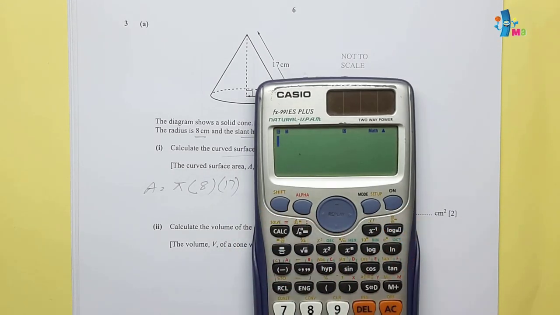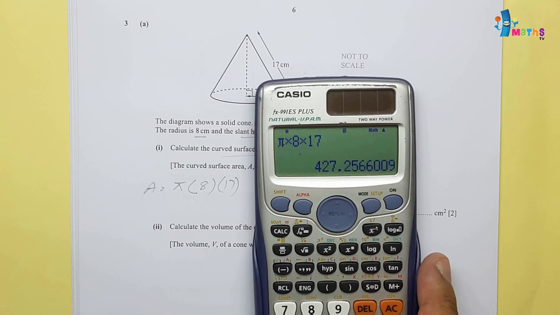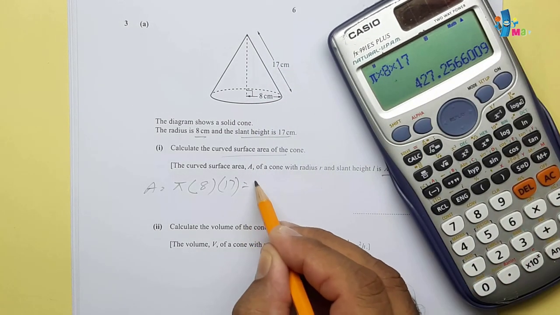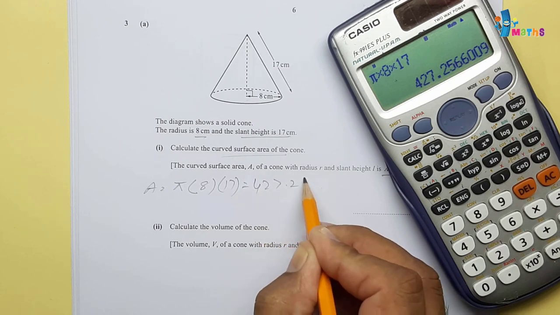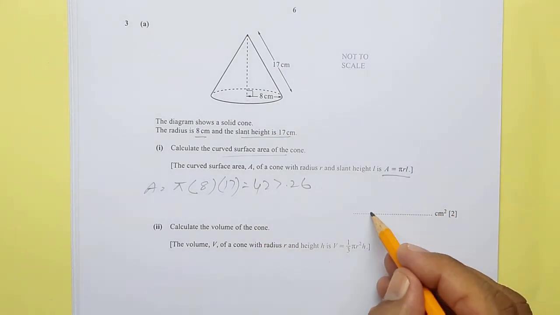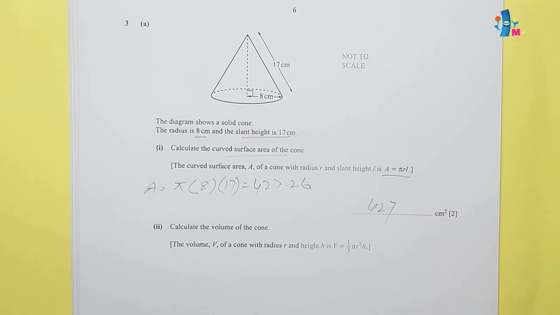So this pi multiplied by 8 multiplied by 17 is equal to 427.26. So we can write here 427 centimeter square.